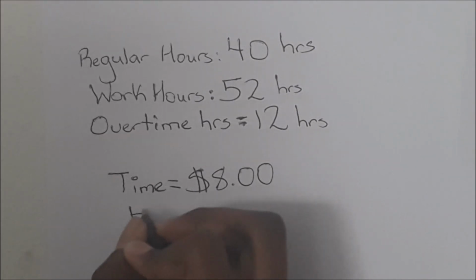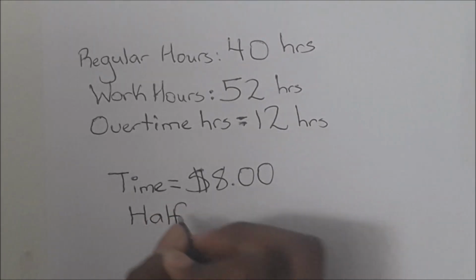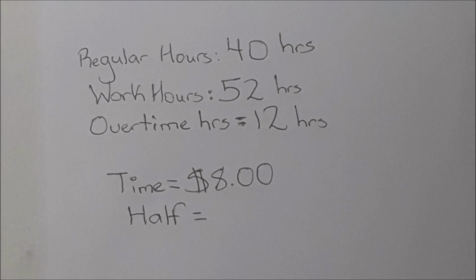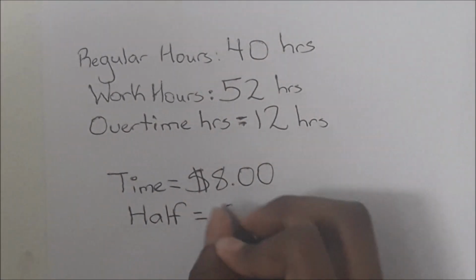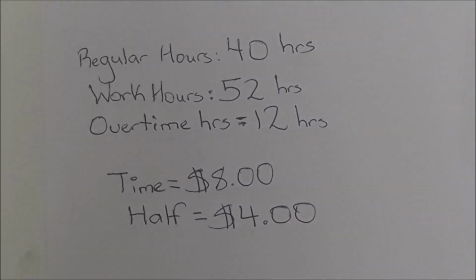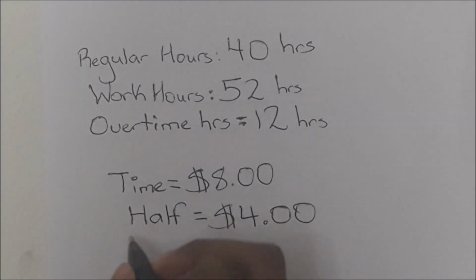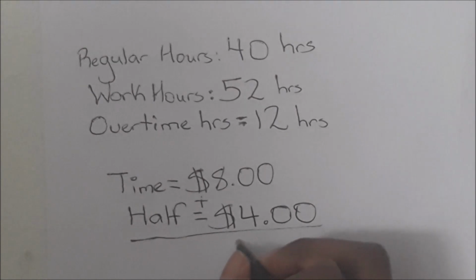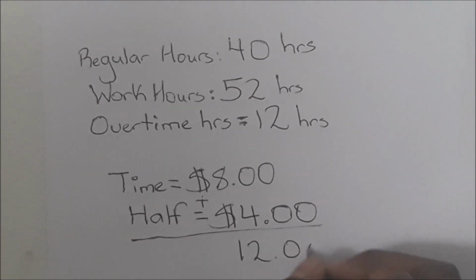A half equals, what's half of 8? 4. So put $4. Put a line under that and add them because it says time and a half. So that means time plus a half time is $12. So put $12. So overtime pay is $12.